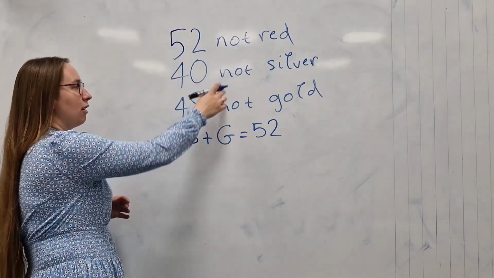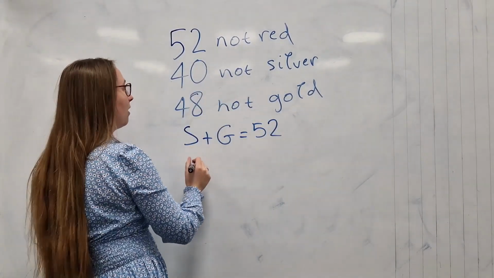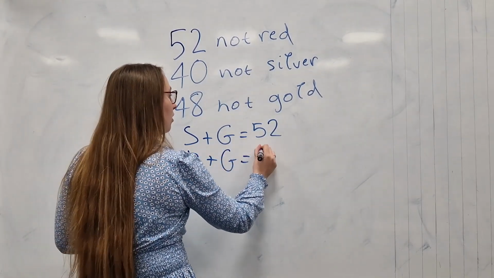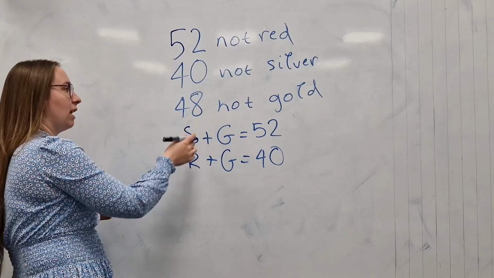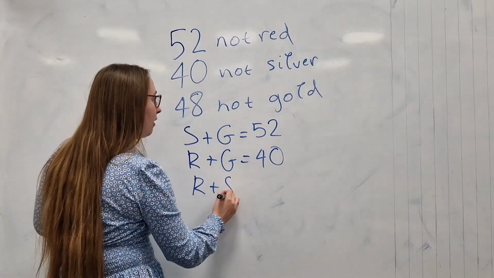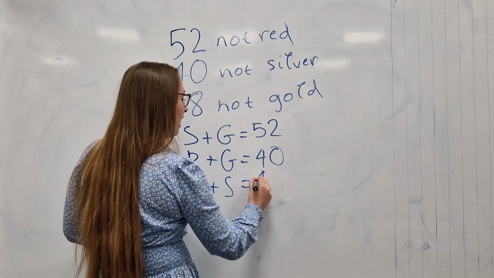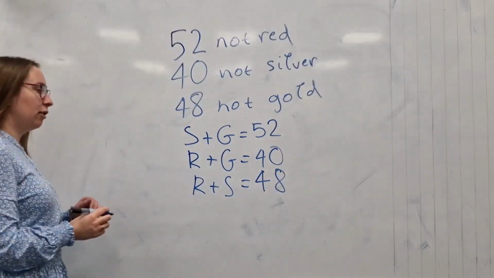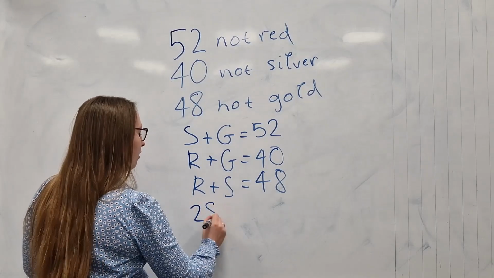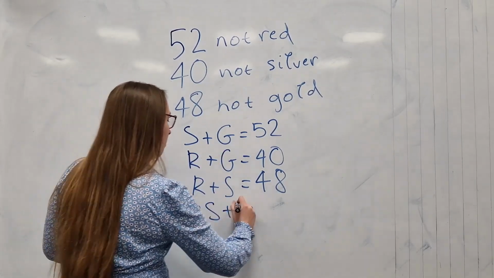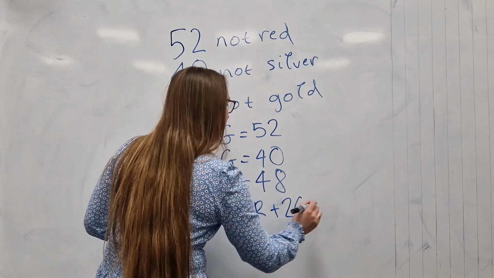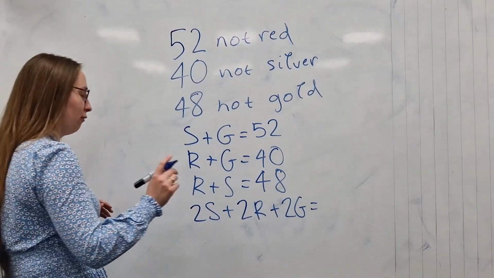And the same here, so 40 of them are not silver. That means that they must be red and gold, which equals 40. And then for the last one, you've got red and silver equals 48. And then we just solve them, so we can add all three of them together. So you've got 2s plus 2r plus 2g is equal to, Matt, do the mental maths? 140. 140, yeah.